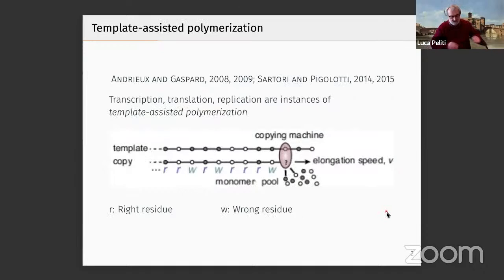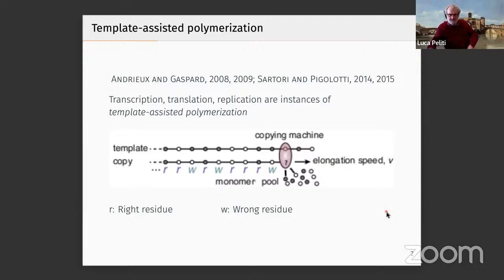Now, we are not going to discuss this in a very general setting, because I think that we don't yet have a very comprehensive theory for that. So we are looking at a certain example in which we can be more definite. And one very important example and situation is, of course, template assisted polymerization. This corresponds to transcription, translation, and replication; all of these are actually instances of template assisted polymerization.